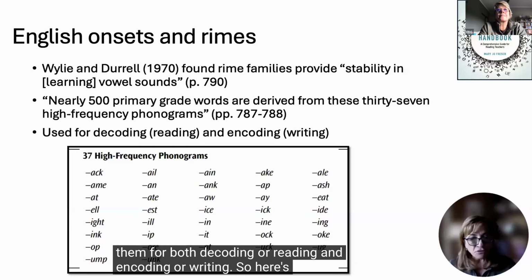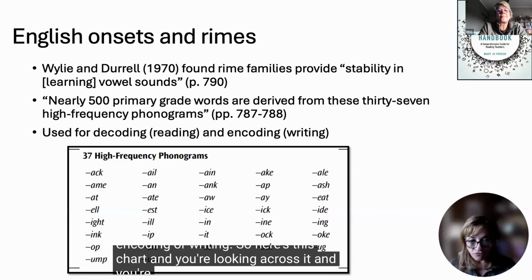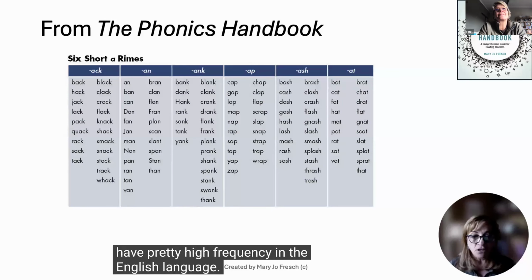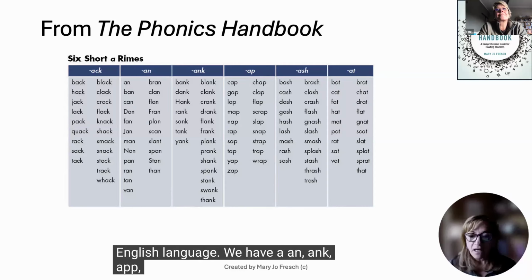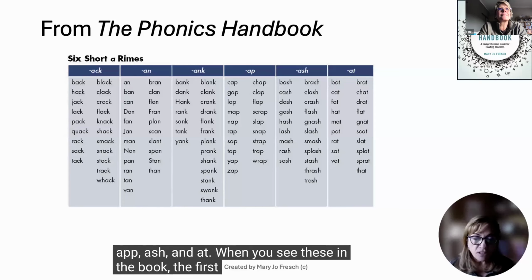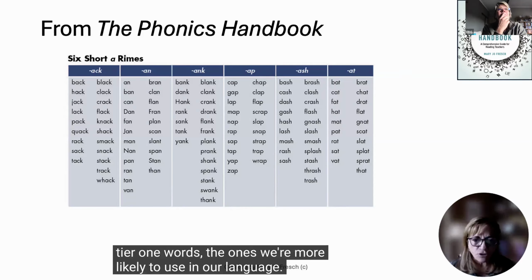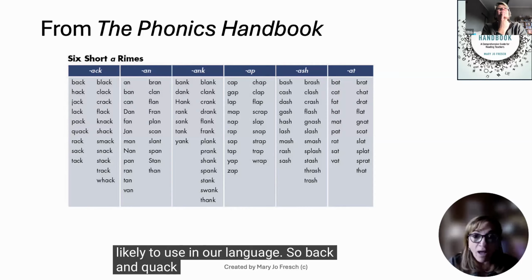So here's this chart, and you're looking across it, and you're thinking, okay, I see all 37. What about them? Well, let's look at some applications. There are 6 short A rhymes. So that tells you short A does have pretty high frequency in the English language. We have ack, an, ank, ap, ash, and at. When you see these in the book, the first column are those tier 1 words, the ones we're more likely to use in our language. So back and quack and sack.